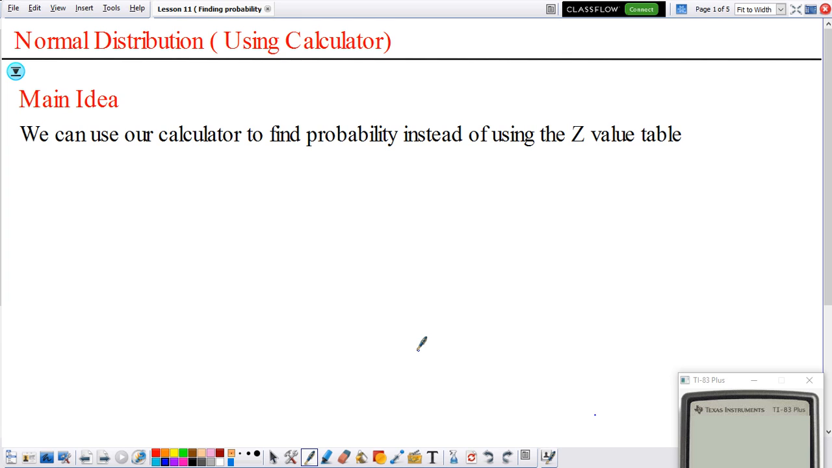Today, we're going to talk about normal distribution and how we can find probability using our calculator. The main idea here is that we can use our calculator to find probabilities instead of using the Z-value table when we talk about normal distribution. We have seen how we can use the percentage underneath the curve. We have talked about the Z-value table. And today we're going to see how we can use the calculator to find probability when we're still talking about a normal distribution. So let's look at some examples now.